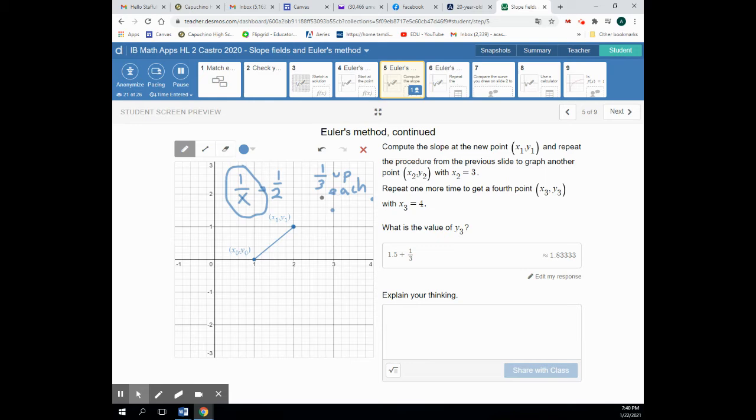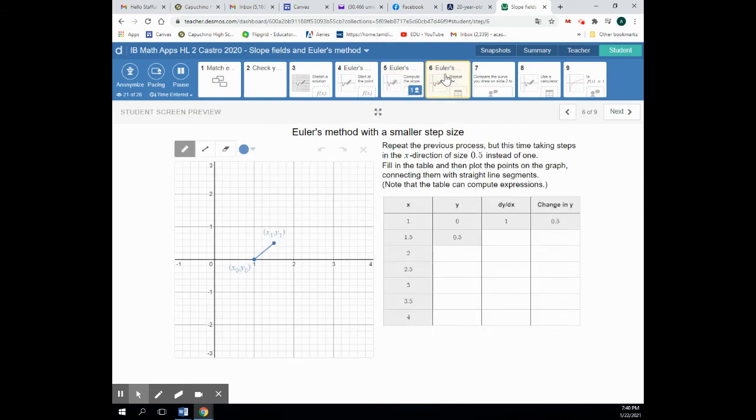Oops, I've run out of room. So each step to the right, each whole unit to the right, I'm going up 1/3 of a unit. That's a way to think about it. All right, next one, 6.